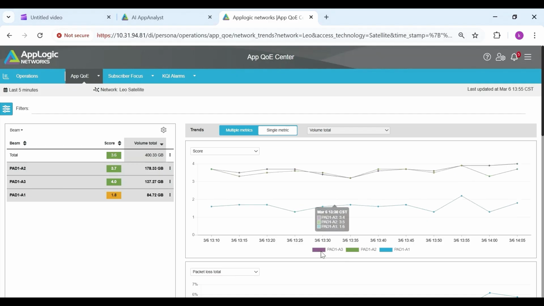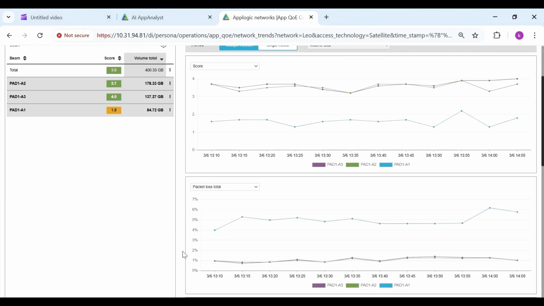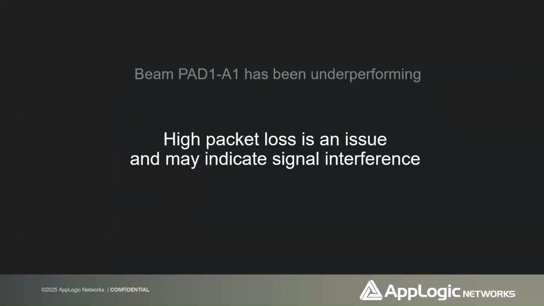To understand why it has a low performance, we can of course look at different metrics, and here we're looking at the packet loss metric, and we see that the PAD1-A1 beam has a much higher packet loss than the other beams, which could indicate a signal interference type of issue, which can occur in a satellite network if you have extreme weather conditions or other things going on in the satellite system to interfere with the signal.